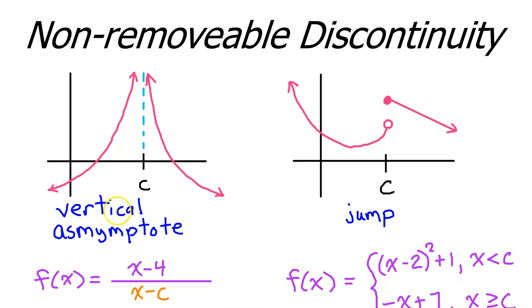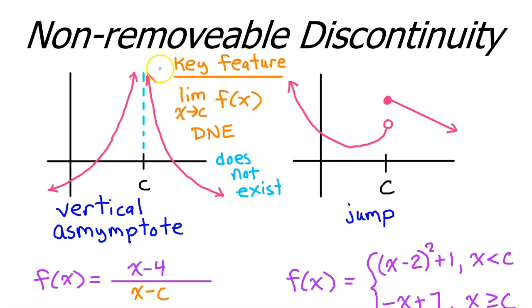Whether it's a vertical asymptote or a jump, we say f of x has a non-removable discontinuity at x equals c. If f of x has a non-removable discontinuity at x equals c, a key feature is that the limit as x approaches c does not exist, whether because the limit is infinity or because the limit from the left does not equal the limit from the right.